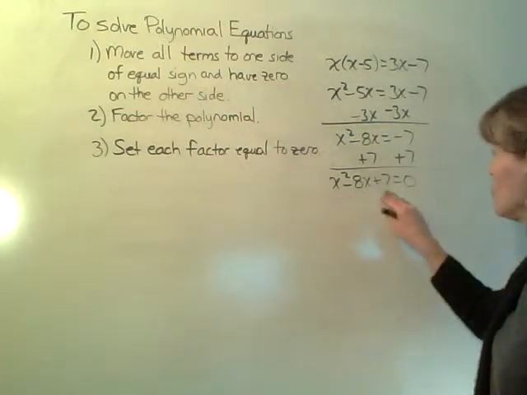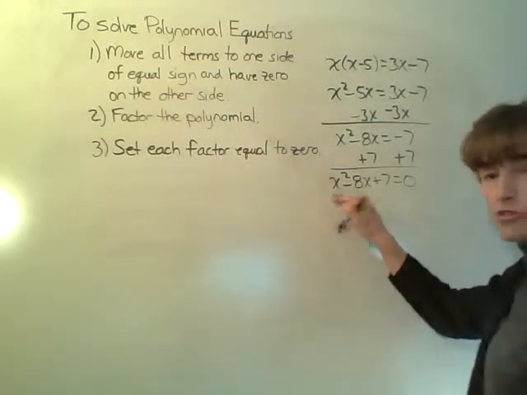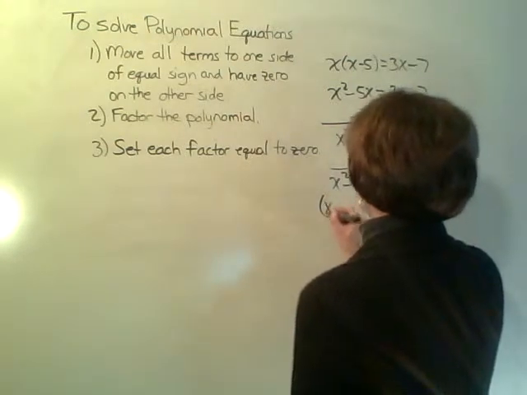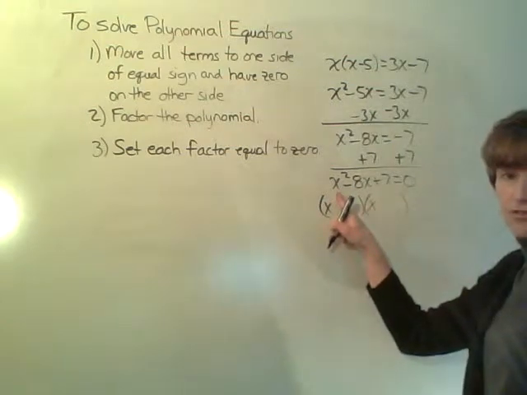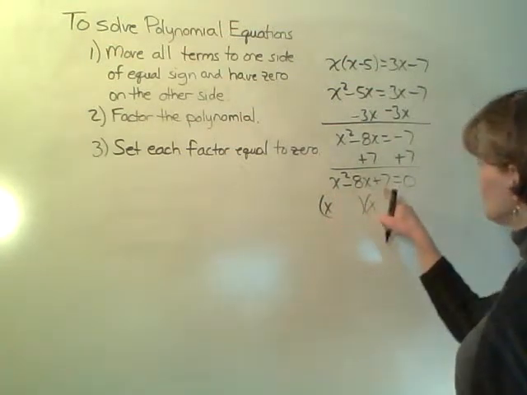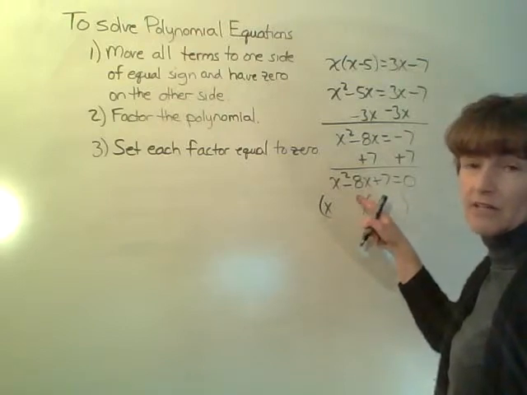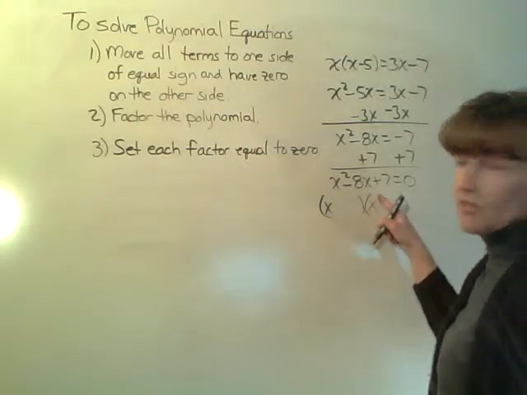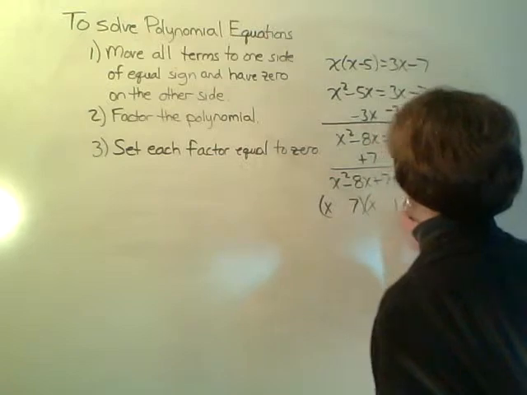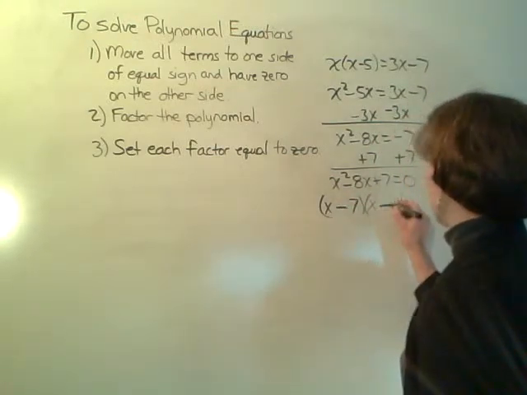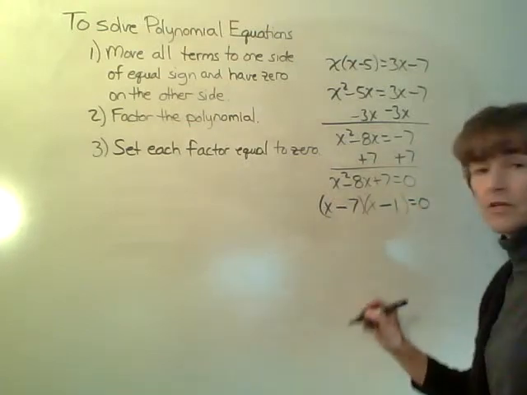Well, this is a trinomial whose leading coefficient is 1, so it should be very simple to factor. Remember that both factors are going to contain an x because that's the square root of the first term. And then both factors are going to have the numbers that multiply to give me 7 and add to give me negative 8. Well, the only factors of 7 are 7 and 1. So these will have to be 7 and 1, and since the 8 is negative, this will be negative 7 and this will be negative 1.